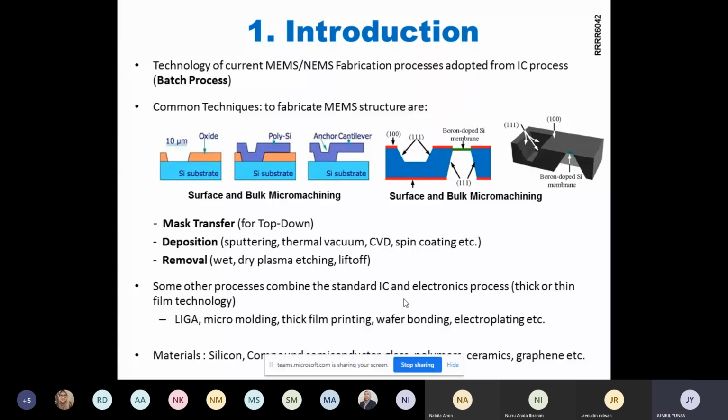Actually, the technology of current MEMS fabrication process are adopted from IC process, called as batch process. So batch process means that the device structure is created layer by layer, like this, yeah, layer by layer.